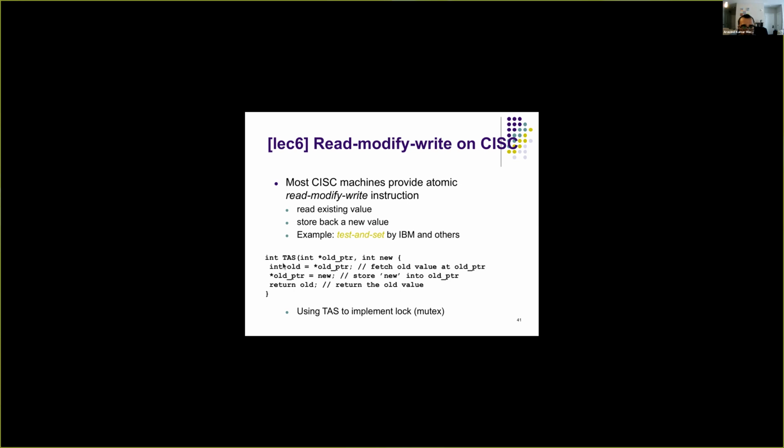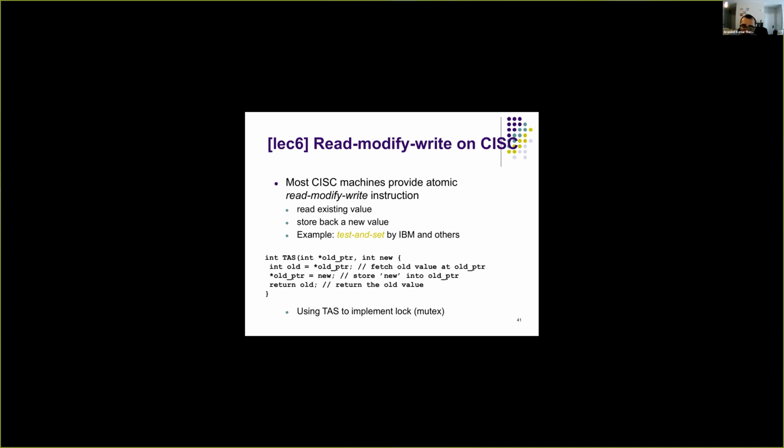What test and set does is it reads the existing value from the old pointer, and it sets the value that is pointed to by the given pointer. It will write the new value to that pointer and it will return the old value. So this is called test and set. So let's say the processor has a test and set instruction.